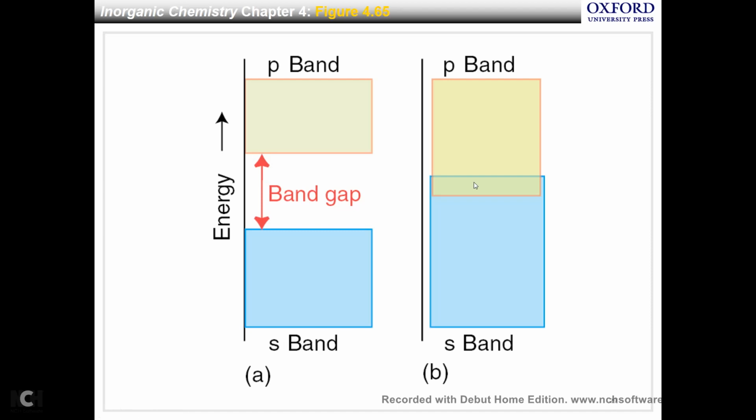Now let's look at a different scenario. If we put many atoms together, let's say they are the same type of atoms, it's possible for their individual s orbitals to form an s band. Their p orbitals will form a p band. If there's a large band gap between the s band and p band, it's an insulator. If the band gap is fairly small, very likely you have a semiconductor. If the s band and p band overlap, then you are looking at a metal.